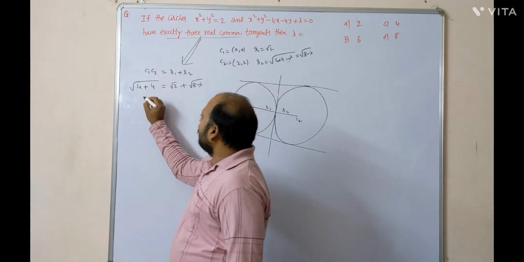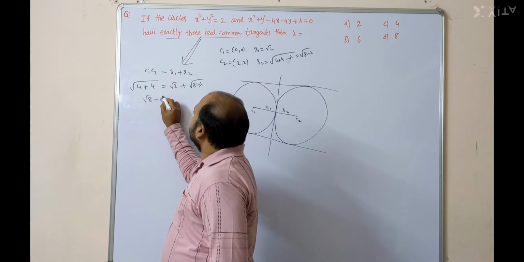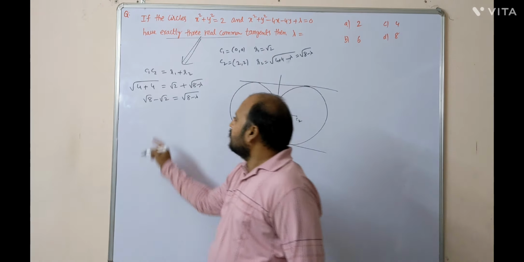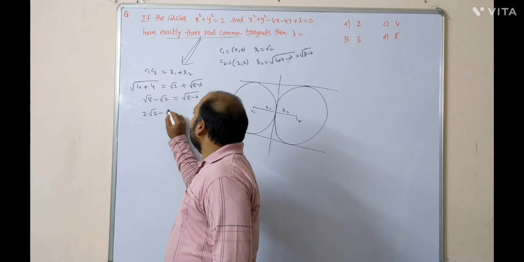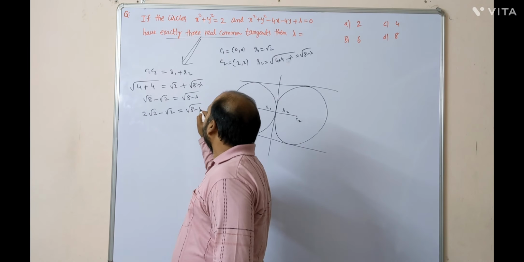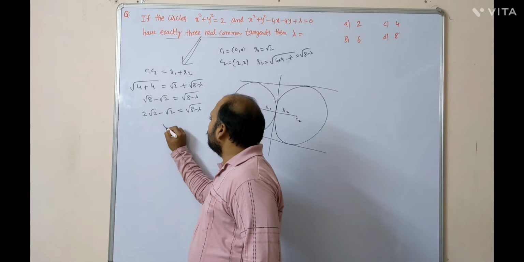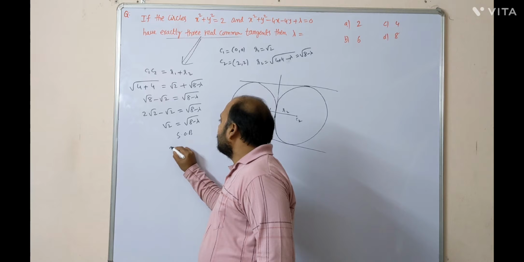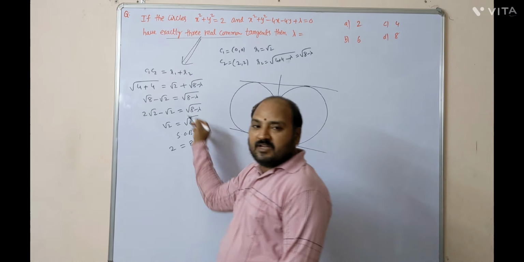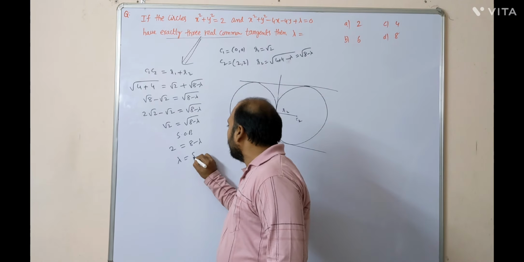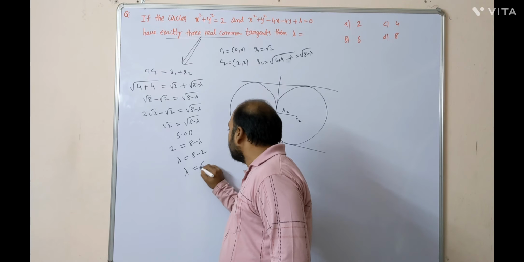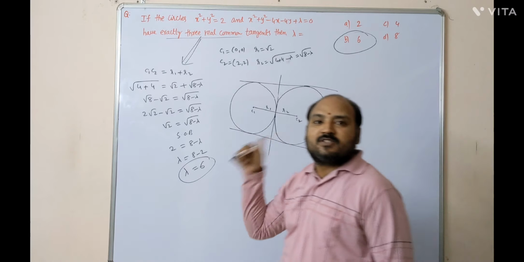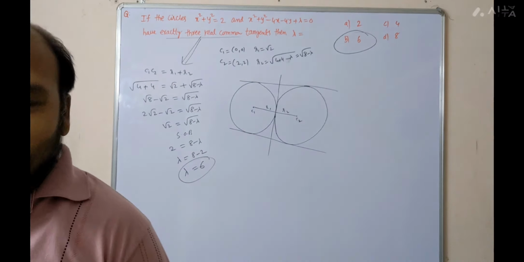So root 8 minus root 2 is equal to root of 8 minus lambda. So root 8 means what? 2 root 2. 2 root 2 minus root 2 equal to root of 8 minus lambda. 2 root 2 minus root 2 is root 2. Root 2 is equal to root of 8 minus lambda. Squaring on both sides, 2 equal to 8 minus lambda. Minus lambda we can take this side: plus lambda equal to 8 minus 2. So lambda equal to 6. Therefore, the lambda value is 6, which is there in the second option. We'll move on to the next question, dear students.